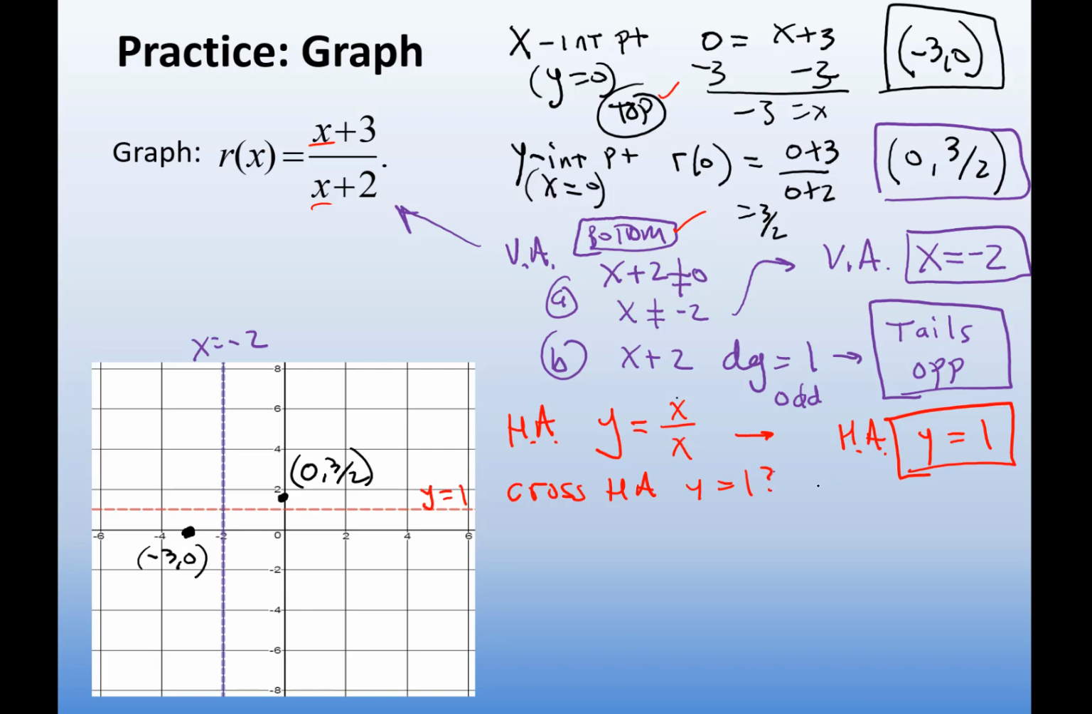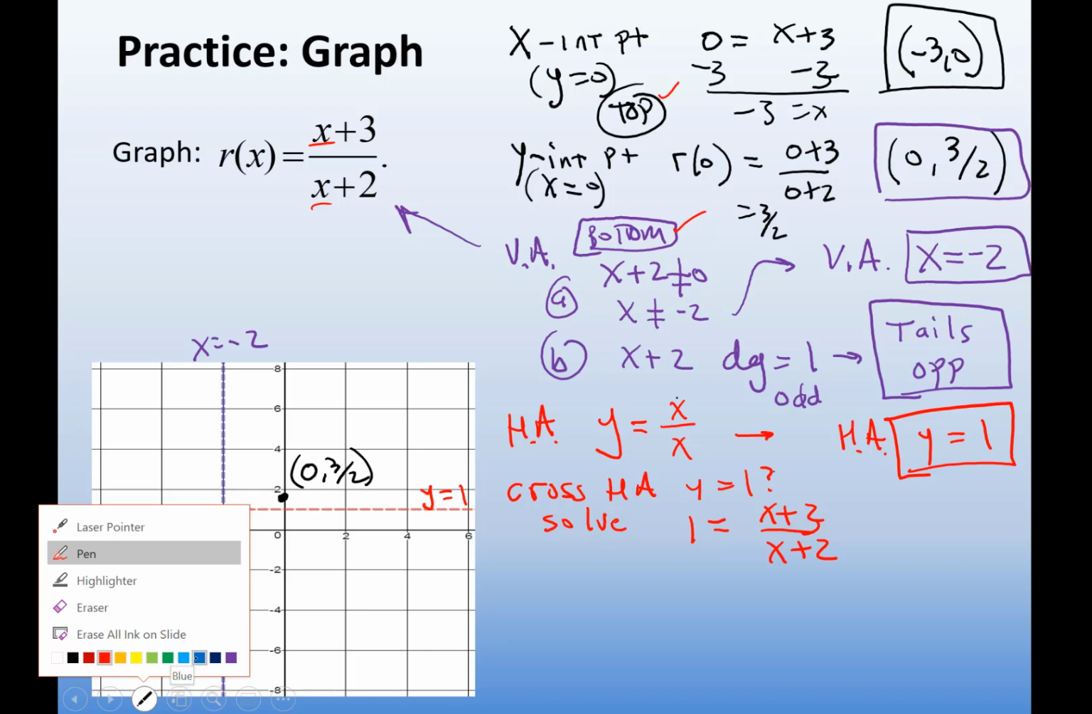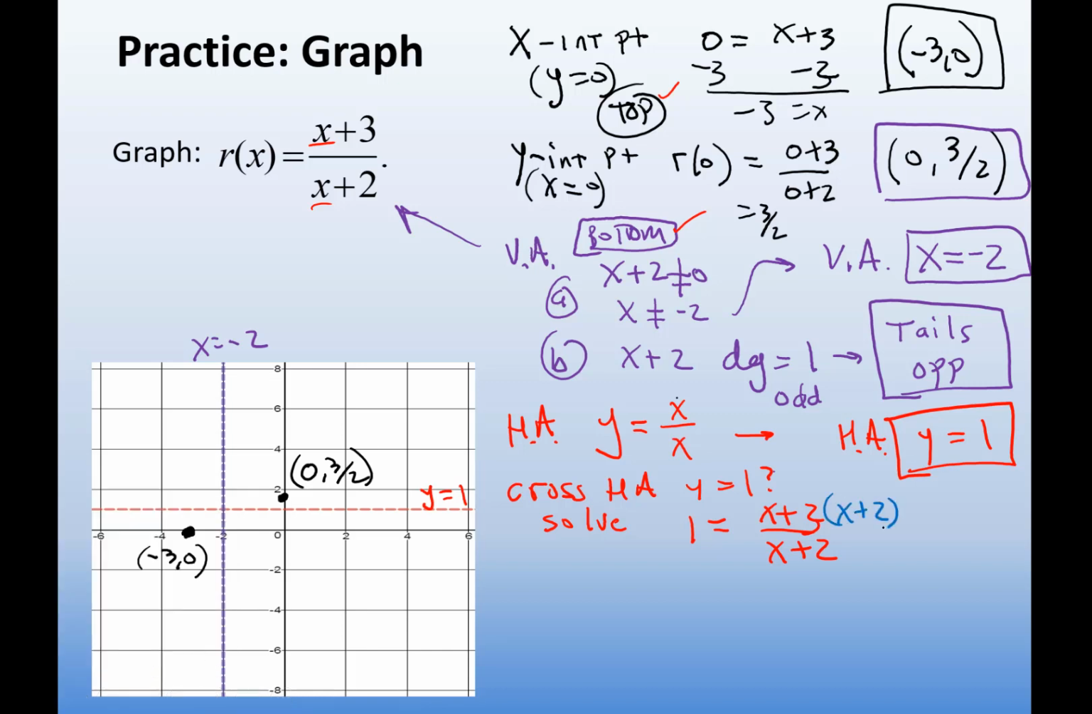So we're going to have to solve 1 equal to x plus 3 over x plus 2. We got to solve that. And we want to find out if there's any x's that make that equal, because if there are, then there's a point where it's going to cross. Maybe right there. We don't know until we solve it. So let's get x by itself. Well, in a similar way, I'm going to clear out the fraction, x plus 2 on this side, x plus 2 on that side. Well, 1 times x plus 2 is pretty straightforward. I'm going to have x plus 2 equals x plus 3.